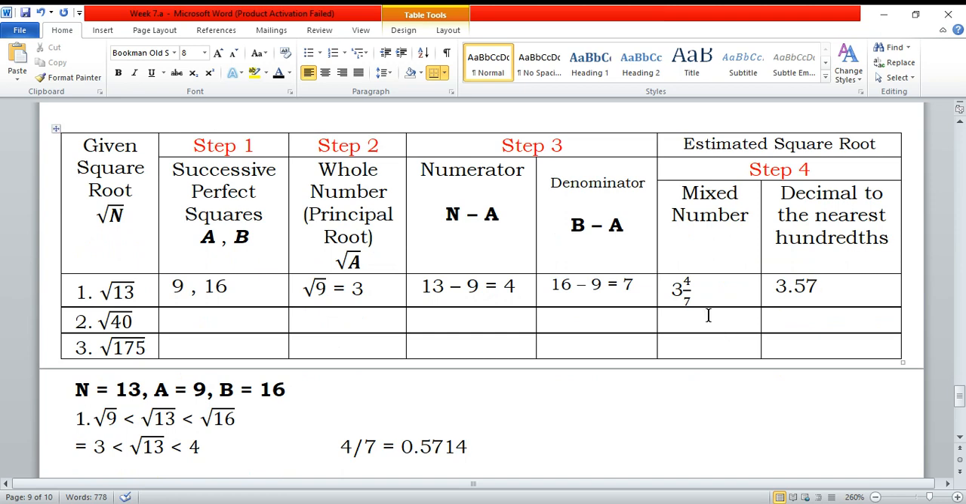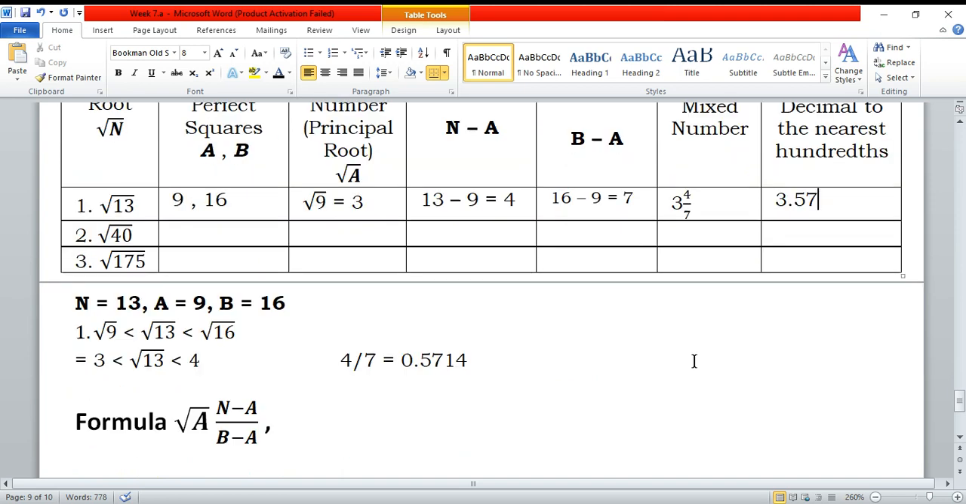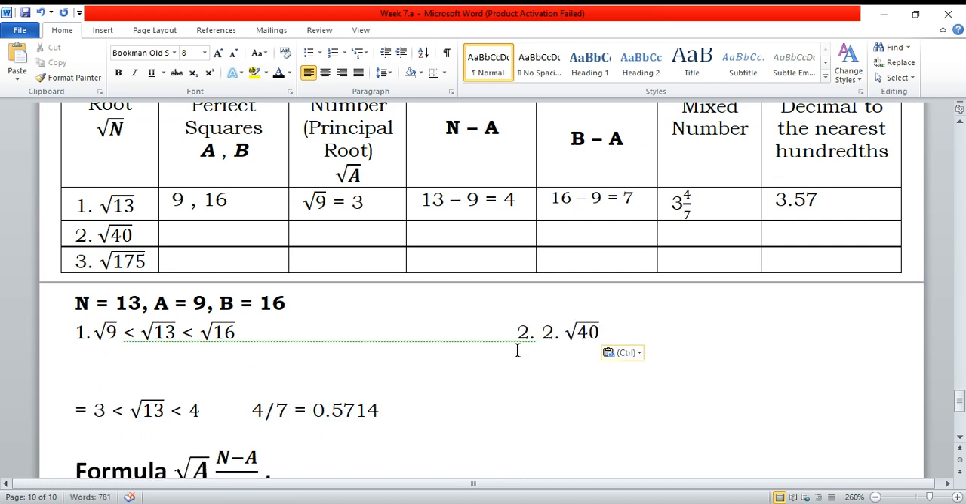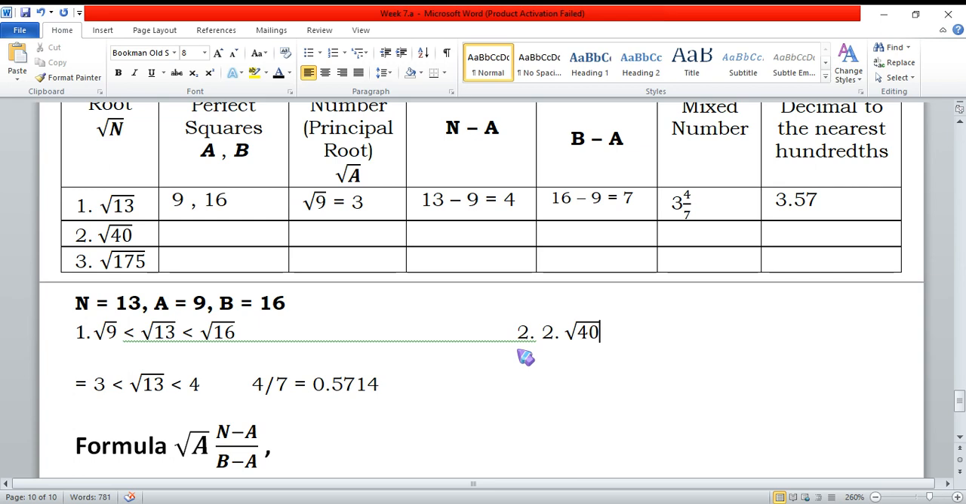So, in short, gagawin muna natin siyang mixed number. Okay? Ayan. So, let's proceed to the next number. Ang number 2 naman natin ay square root of 40. Gawa rin tayo dito ng ganyang solution. Square root of 40. So, number 2. Okay, square root of 40.